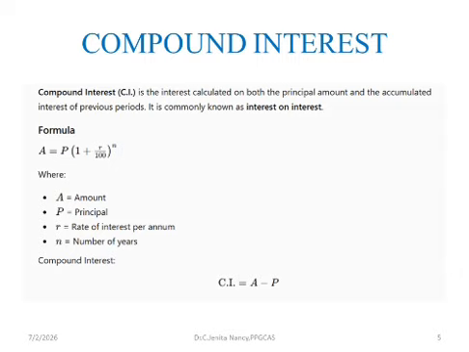The next topic which we are going to see today is compound interest. Compound interest is the interest calculated on both the principal amount and the accumulated interest of previous periods. It is commonly known as interest on interest. Formula: A = P × (1 + R/100)^n, where A is the amount, P is the principal, R is the rate of interest per annum, and n is the number of years. Compound interest is equal to amount minus principal.